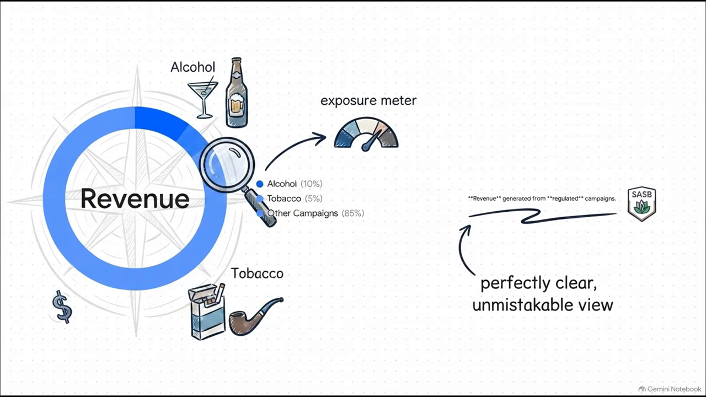So here is how that reporting looks in practice. Agencies have to map out their financial dependency on these regulated products. They calculate the exact revenue generated strictly from advertising alcohol, the revenue from advertising tobacco, and then divide that by their total campaign revenue. This gives stakeholders a perfectly clear, unmistakable view of their exposure to heavily scrutinized industries.